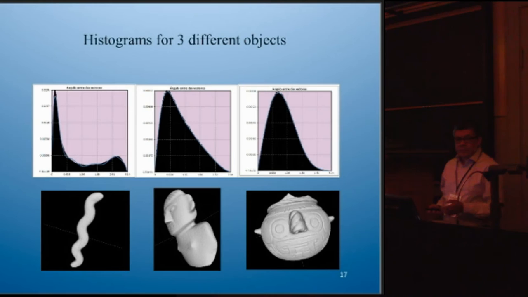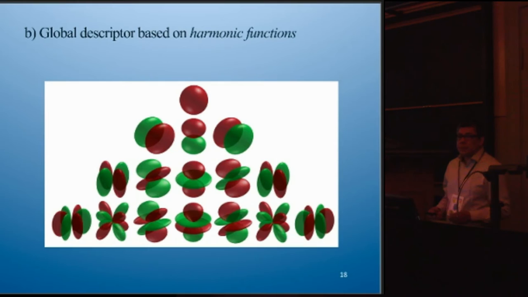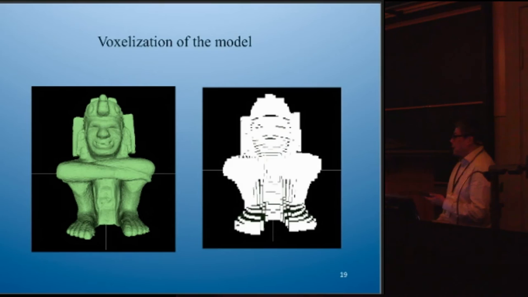Then we worked on another descriptor based on harmonic functions. This is quite complicated to explain mathematically with words, because what the harmonic functions basically do is try to measure how many deformations an object must have to become a perfect sphere. So it's basically: you have a perfect sphere, and how many deformations do we have to apply to the sphere to achieve a certain shape, like this figure.